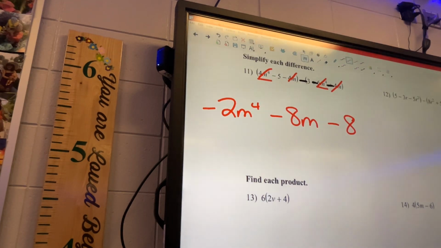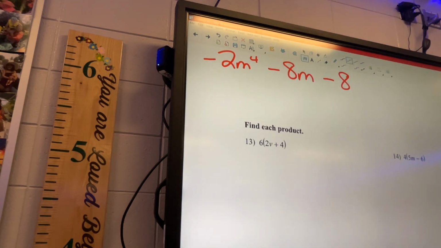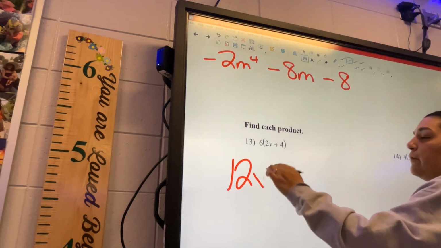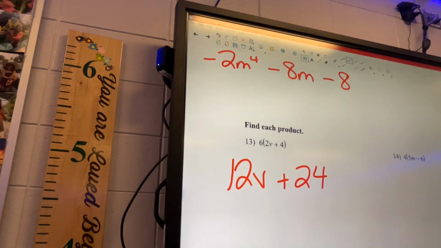Okay, 13 says find each product. What does that mean? What do we do? Look at it. What needs done? Distribute. Okay, you say distribute, times, whatever works. So 6 times 2 is going to be 12, and there's 1 V. 6 times 4 is 24 with no V's.